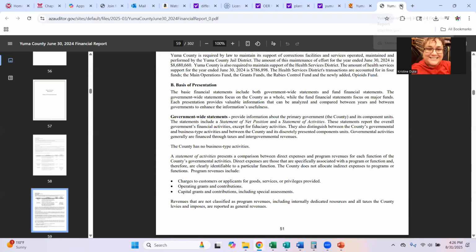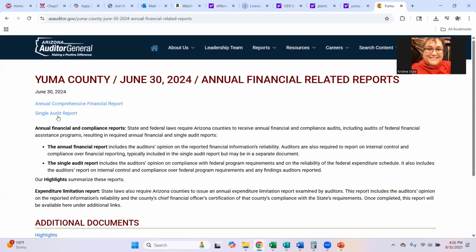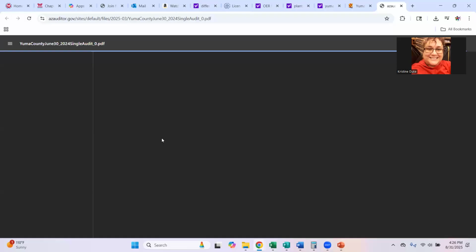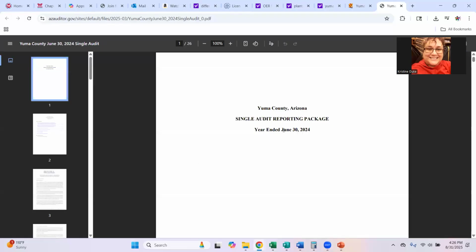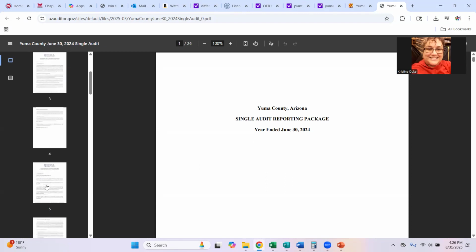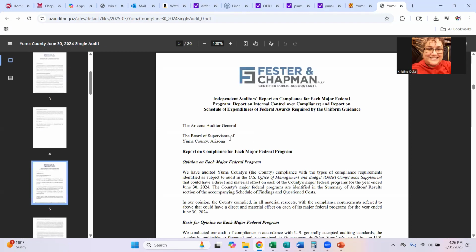So I'm going to come over here just because I'm nosy. This is last year's fiscal audit. It ended June 30th, so they should actually have one. They should be working on one right now for their 2025.